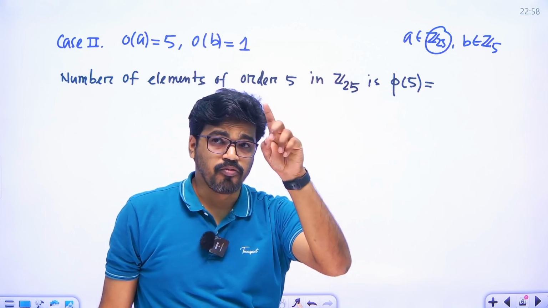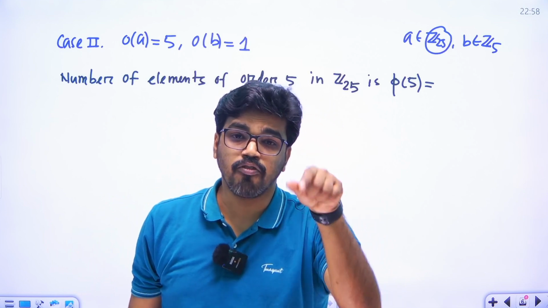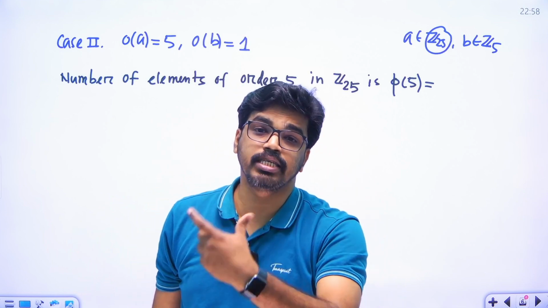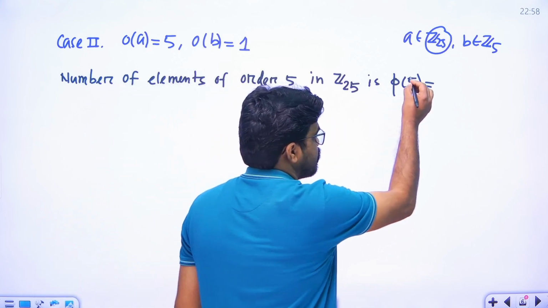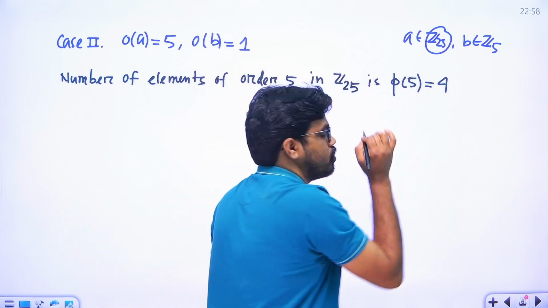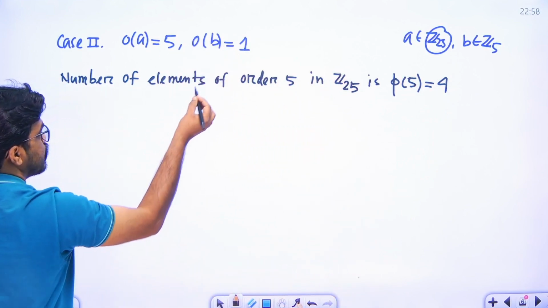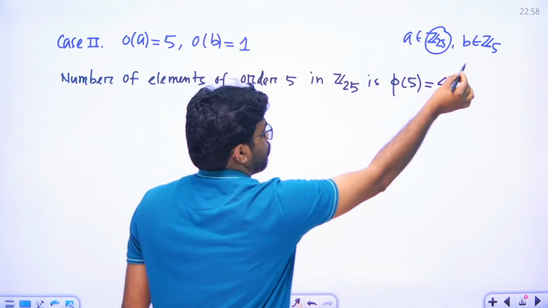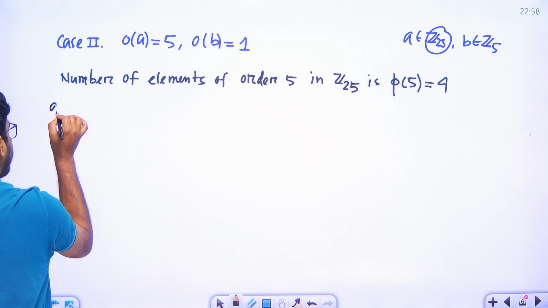is a cyclic group of order n and if D divides n, then the number of elements of order D will be phi D, where phi is the Euler's phi function. So 5 is a prime number, so this will be 4. Okay, and the number of elements of B, B is an element of Z5.